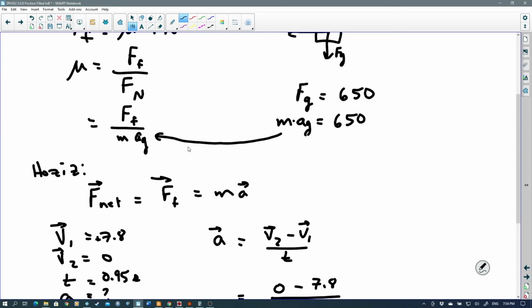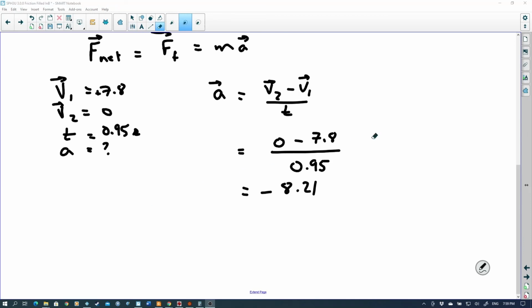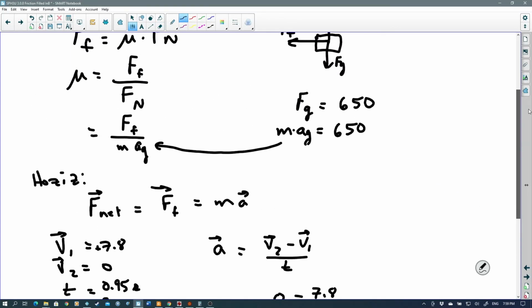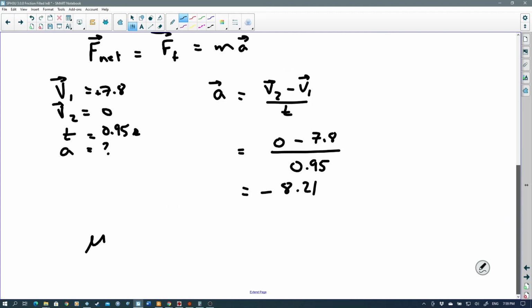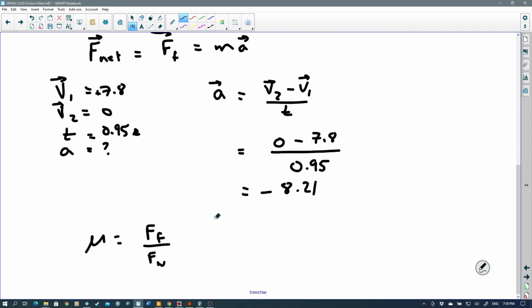Now that we have the acceleration, remember we're trying to calculate the coefficient of friction. We needed FF, right? Well, FF is M times A. So we actually run into a little bit of a problem here. If we write the equation that I had set up above for mu, right? We've got mu is equal to FF over Fn, right? Well, the problem is I need to substitute FF in here.